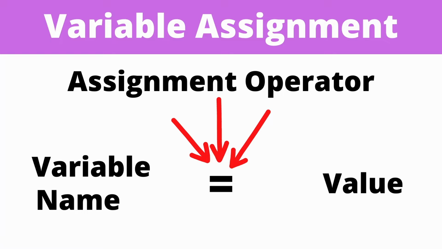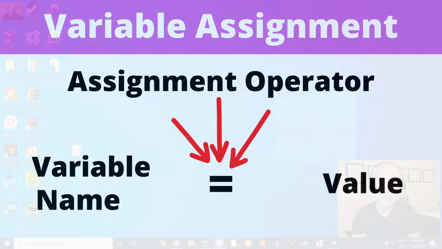I'm trying to call your attention to the fact that one single equal sign in Python doesn't mean that what's on the left equals what's on the right. It simply means that what's on the right is being assigned to what's on the left. So this is called an assignment operator in Python.